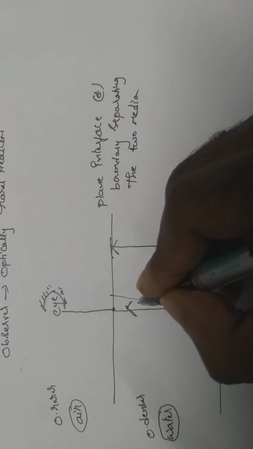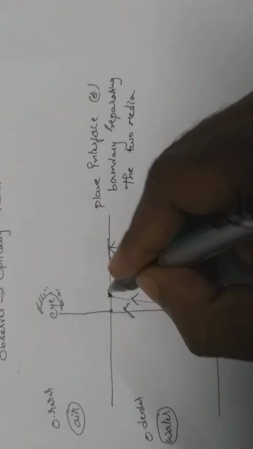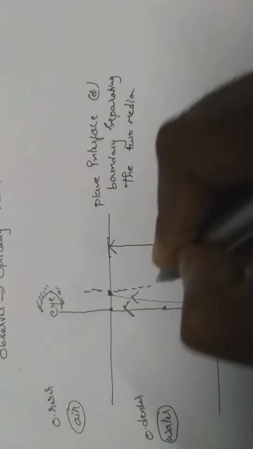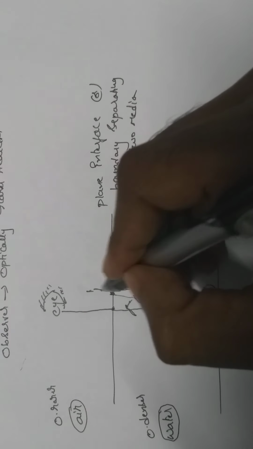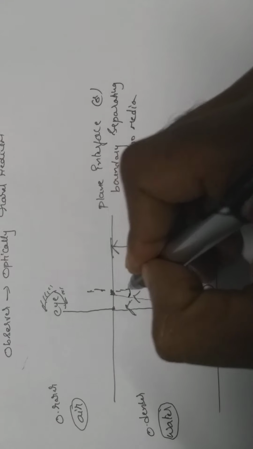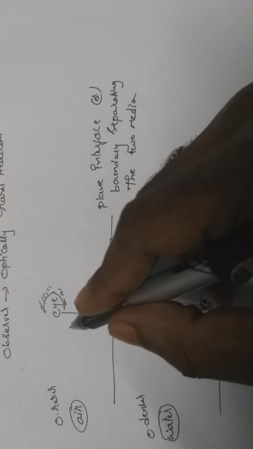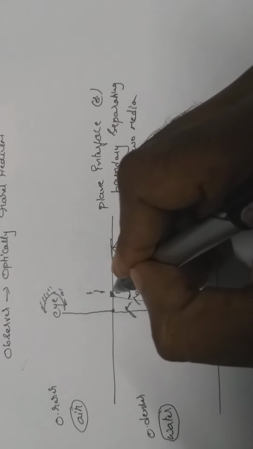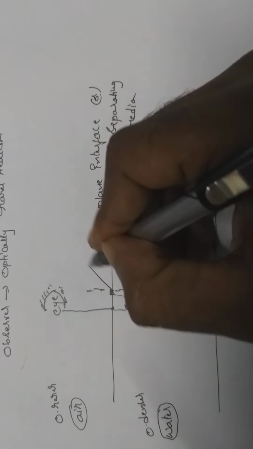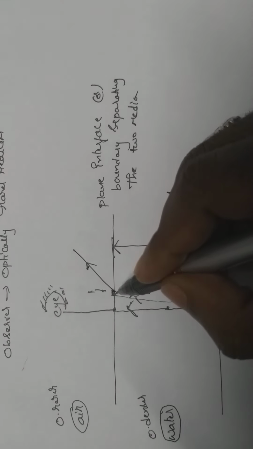One more ray, let us consider very near normal incidence. This is the incident ray, and this is the point of incidence. At the point of incidence, let us draw the normal. This is the normal, this is the incident light ray, and this is the angle of incidence i. The light ray is going from optically denser to optically rarer, so it bends away from the normal. The light ray will go like this.